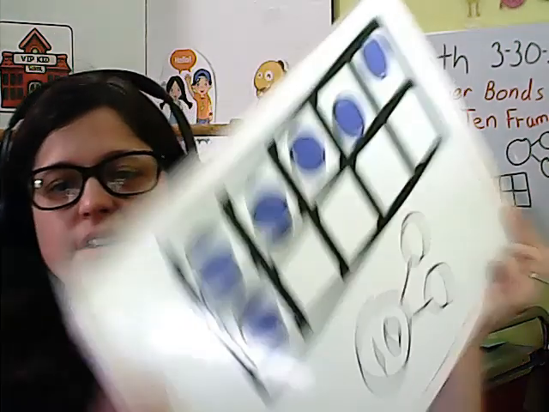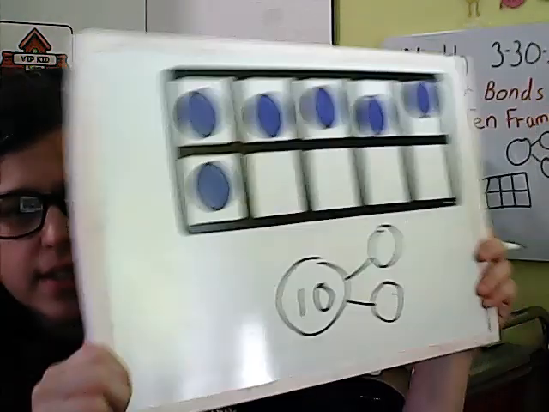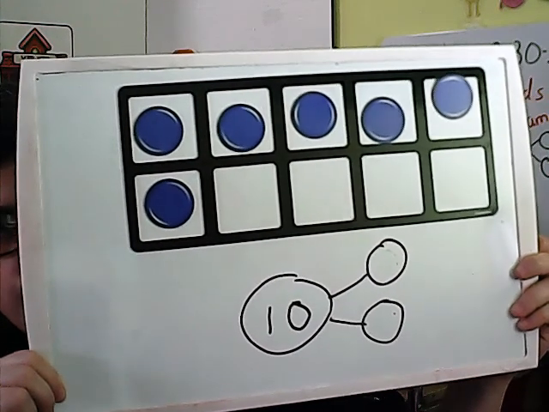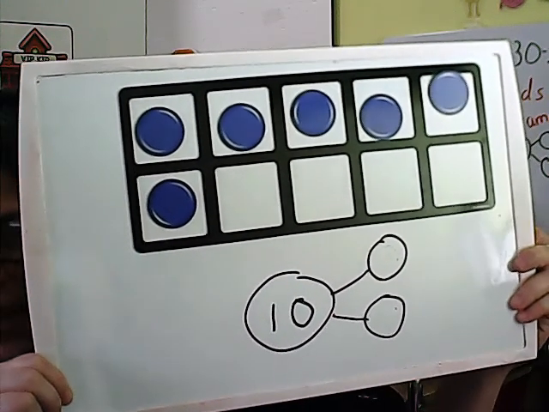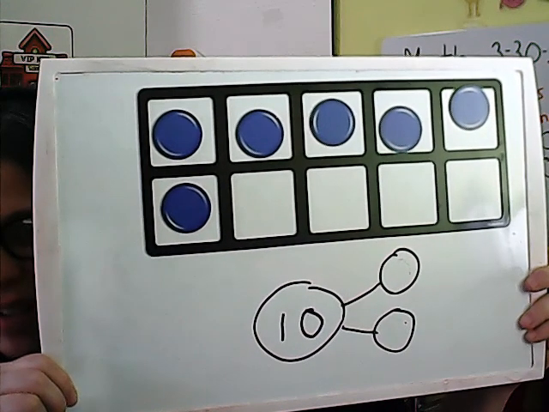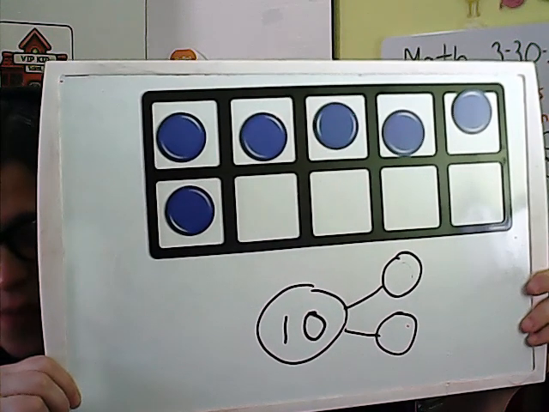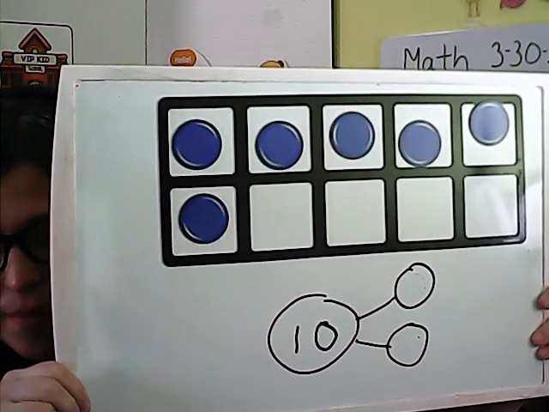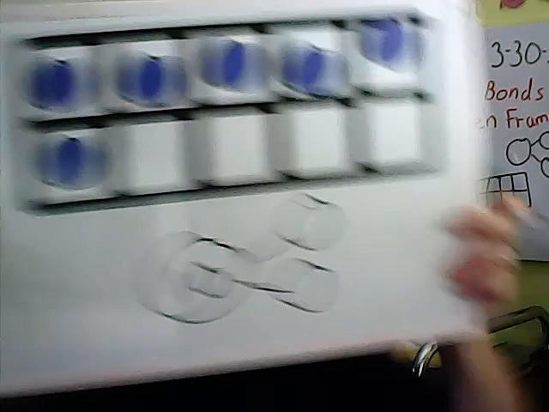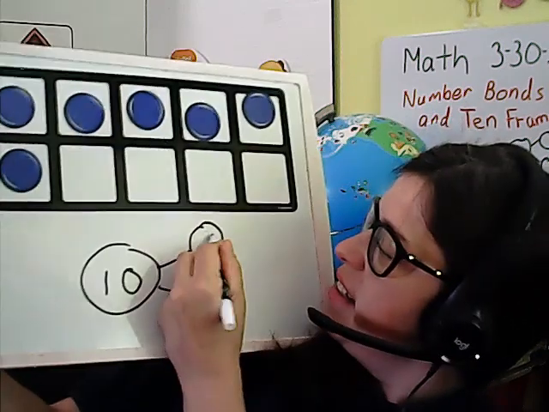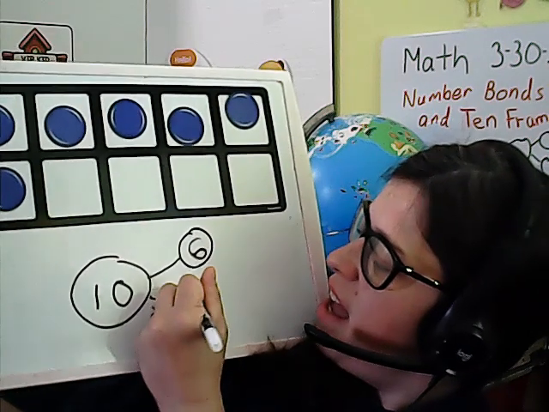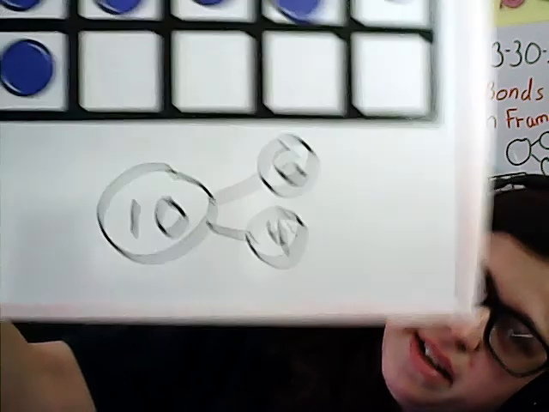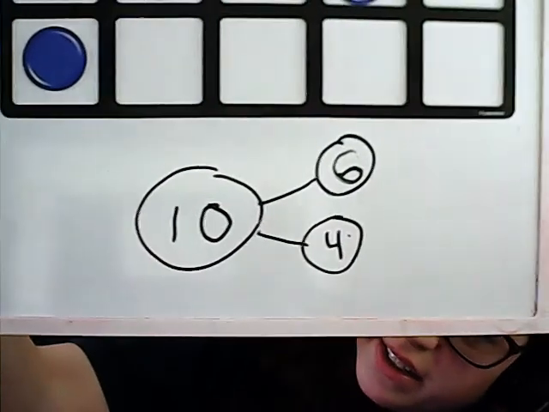Your turn. Fill in the spaces in the number bond based on the filled and empty spaces on my 10 frame. Did you get 6 and 4? If you did, you are correct.